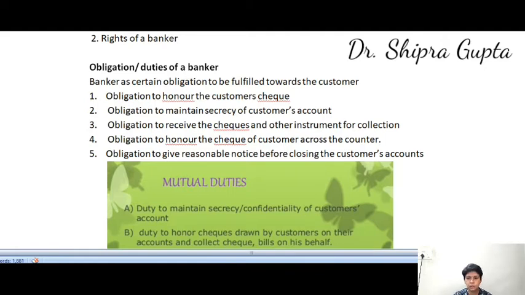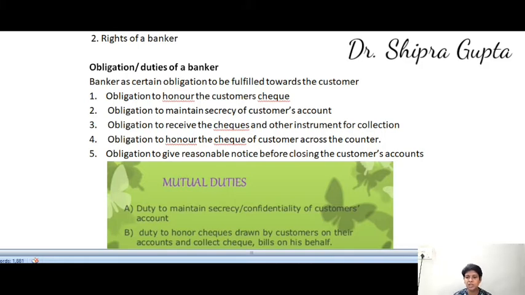Then, obligation to maintain secrecy of the customer's account. Obligation to receive cheques and other instruments for collection, to receive the cheques and other instruments on behalf of his customer. It's a duty of a bank. Obligation to honor the cheque of customers across the counter: when a person carries the cheque, it's a duty of the bank to pay that cheque.